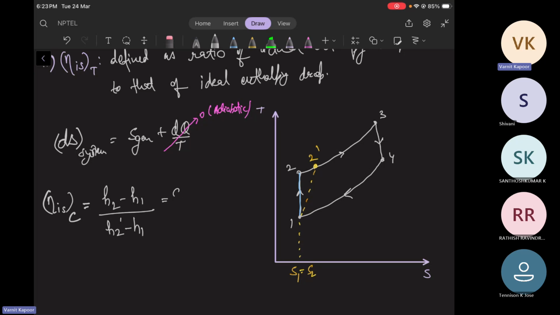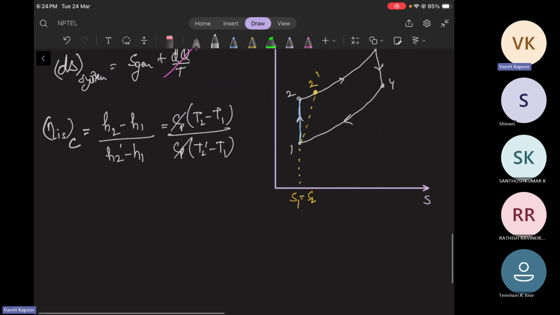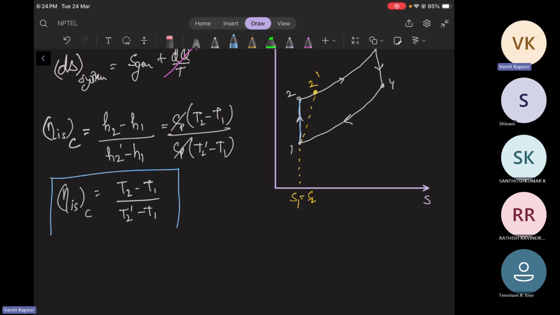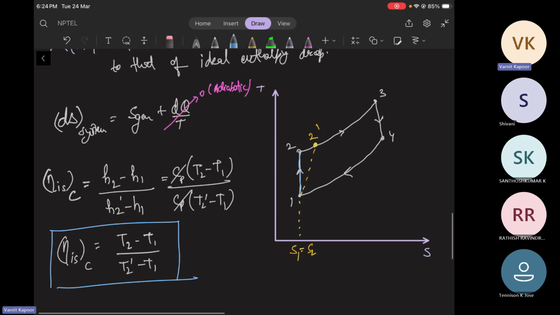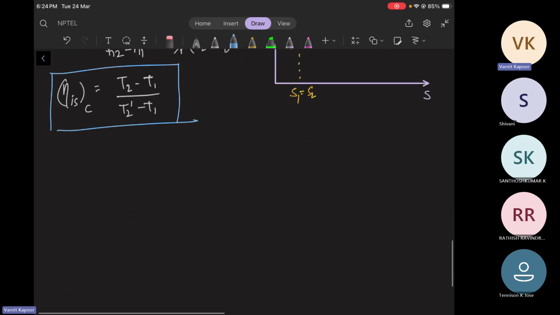And enthalpy can be written as Cp times (T2 minus T1) to that of Cp times (T2 dash minus T1). If Cp is going to remain constant, then in terms of temperature it will be (T2 minus T1) to that of (T2 dash minus T1). So this is your isentropic efficiency of a compressor.